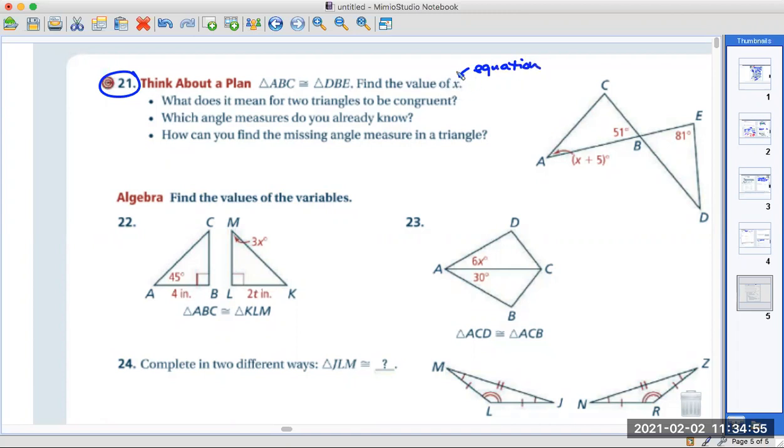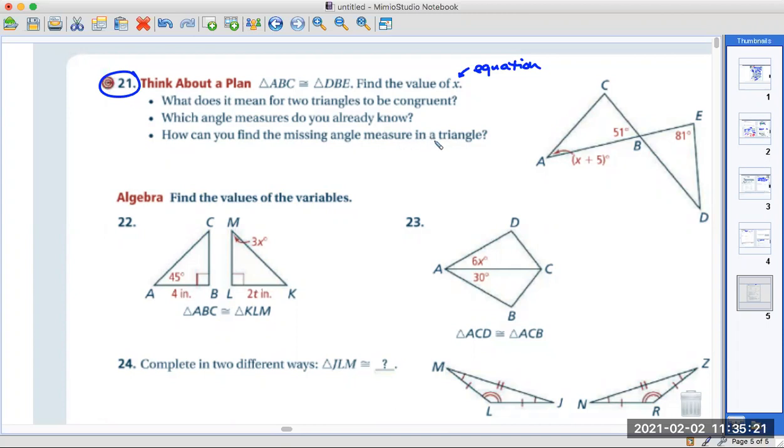Wow, that always tells me we got to somehow write an equation at the end and solve it. Anytime you have a variable involved, an equation comes up. What does it mean for two triangles to be congruent? You can answer that. Which angle measures do you already know? You can answer that. How can you find the missing angle measure in a triangle? Most likely, if you know two, you can find the third one by subtracting the sum from 180. Those are the clues I'm giving you.